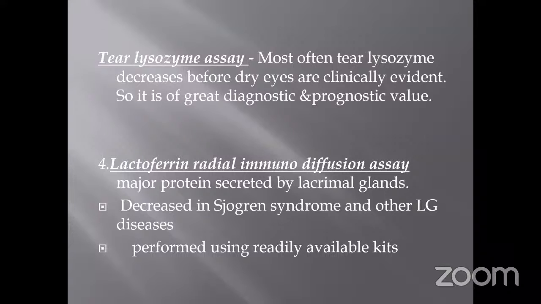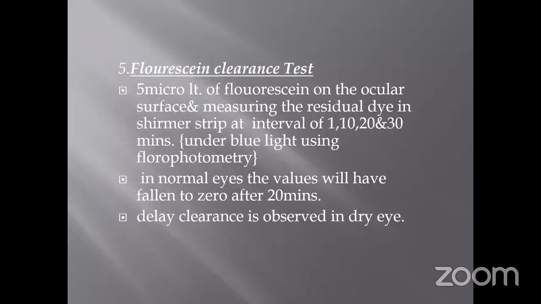Tear lysozyme assay means measuring the amount of tear lysozyme. It is actually of great diagnostic and prognostic value. Then lactoferrin radial immunodiffusion assay. It's a major protein which is secreted by the lacrimal glands, and it is decreased in Sjogren's syndrome and other lacrimal gland diseases. Again, we have available kits to measure these things. Then we have the fluorescein clearance test. This one we normally do.